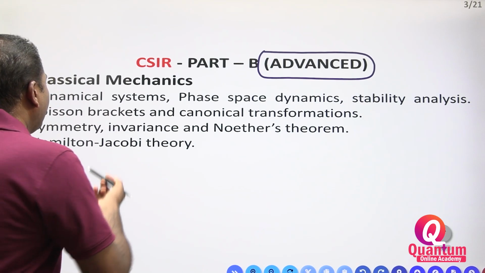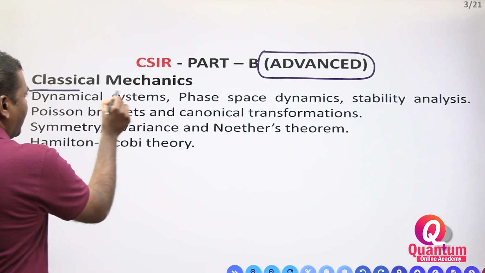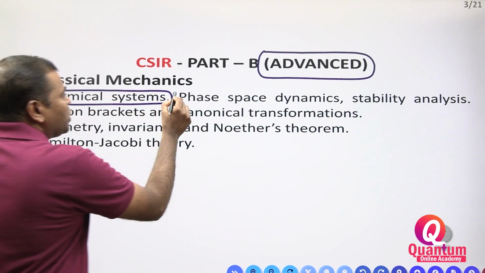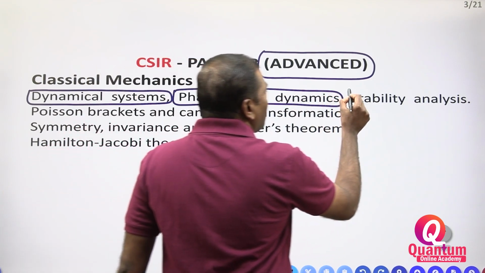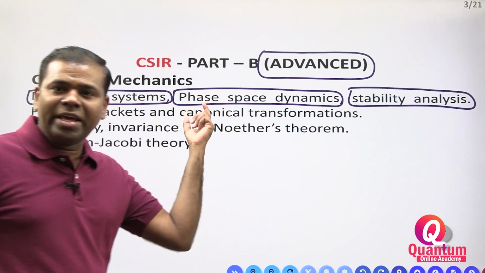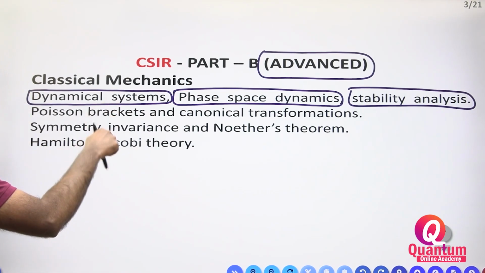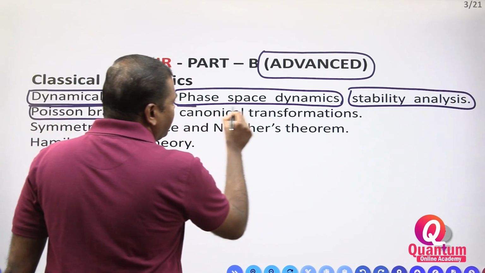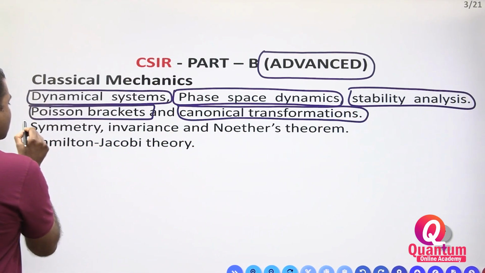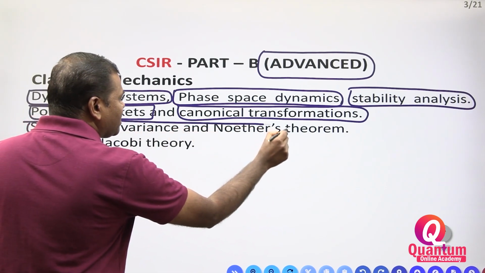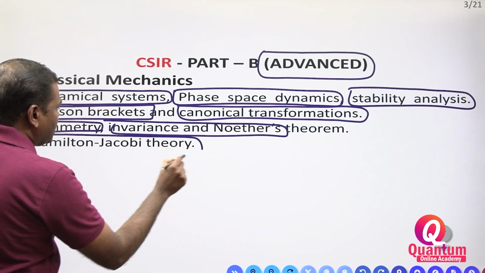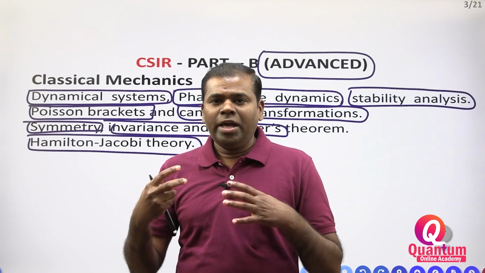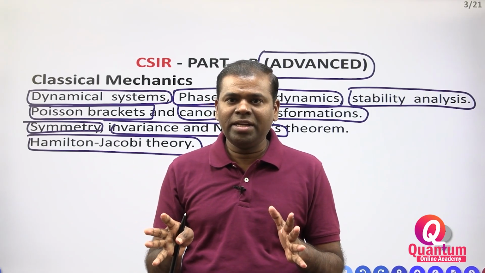Now you have to see. In classical mechanics part B, dynamical systems are there, the same syllabus: phase space dynamics and stability analysis. So these parts are the same, right? They are in part A and also in part B, and subsequent topics are added in part B. Next, Poisson brackets, canonical transformation, which is a very important one. Symmetry, invariance, Noether's theorem, and the Hamilton-Jacobi theorem. These are the few extra topics in part B of classical mechanics, right?